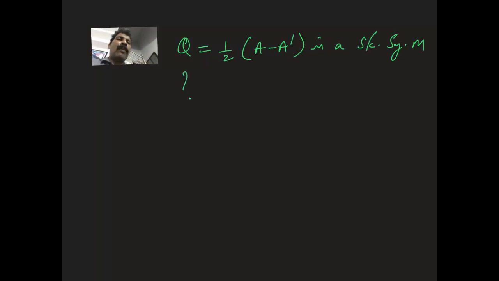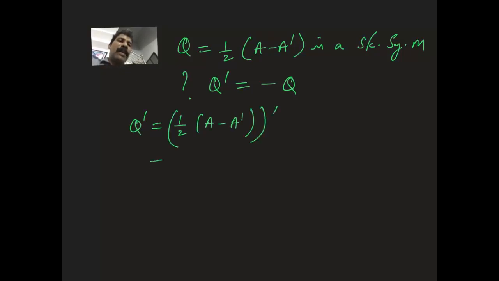And now we shall show that Q equal to half A minus A transpose is a skew symmetric matrix. In order to show that Q is a skew symmetric matrix, we have to show that Q dash is equal to negative Q. So let us consider Q dash here. That is half A minus A dash, the whole dash, and we can take the scalar outside.